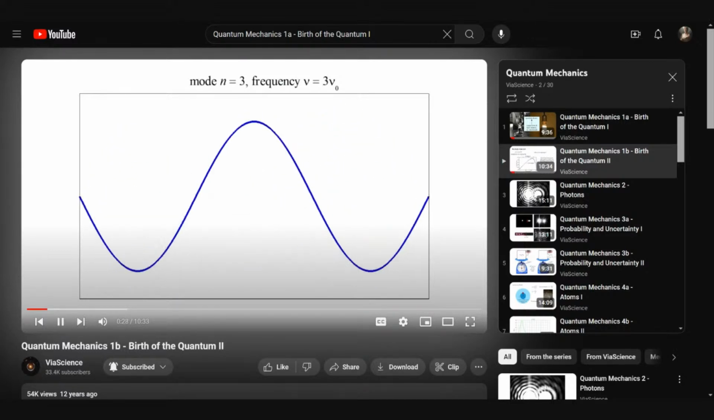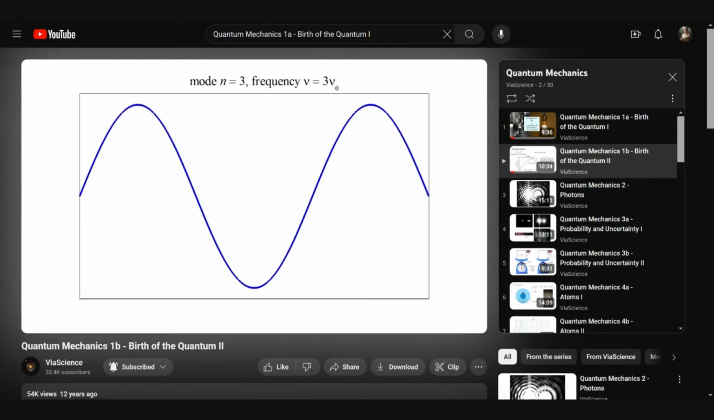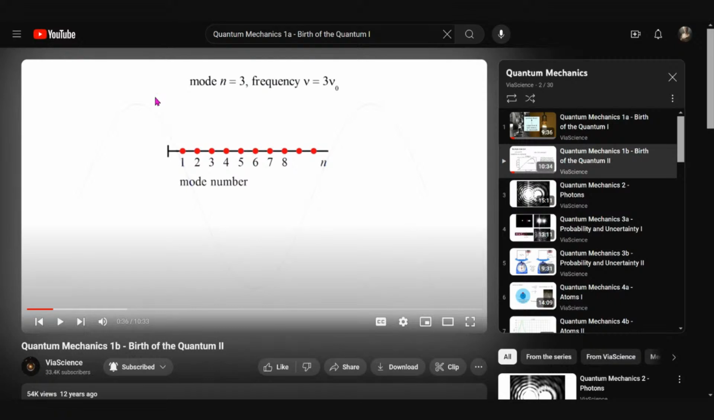Or with a three-bump shape at three times the frequency, and so on. We call each of these vibrations a mode of the string, and we index them by the number of bumps in the string shape.